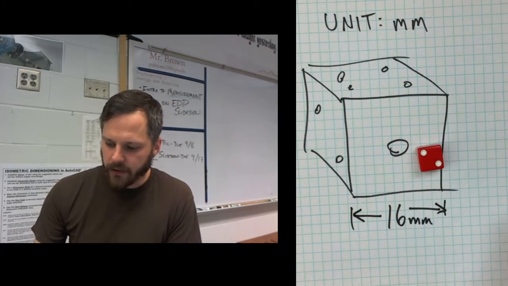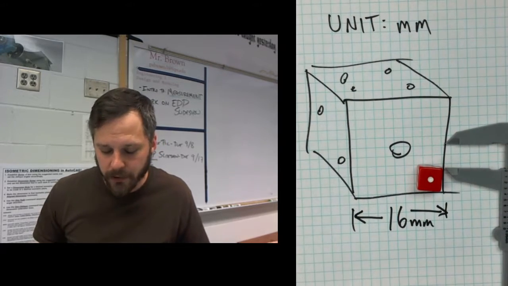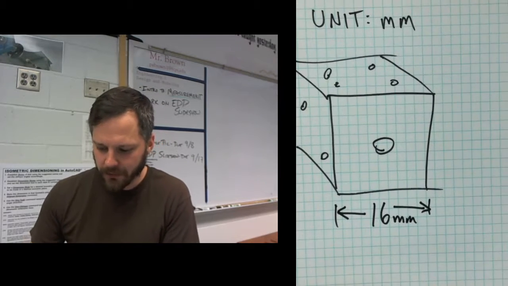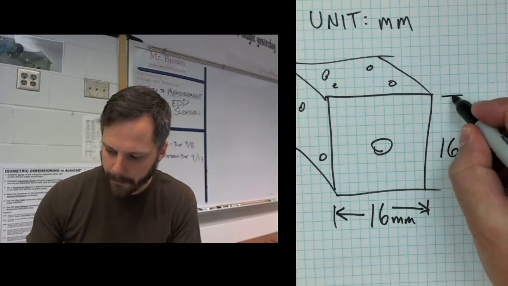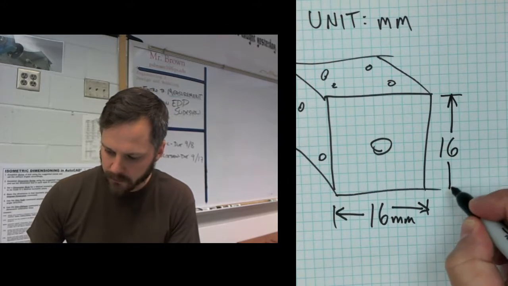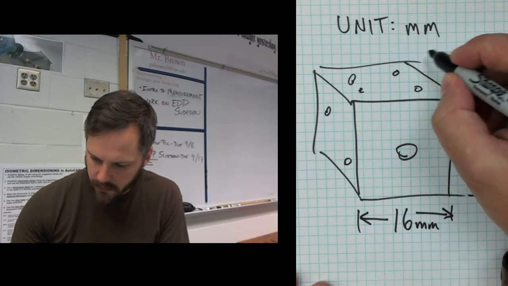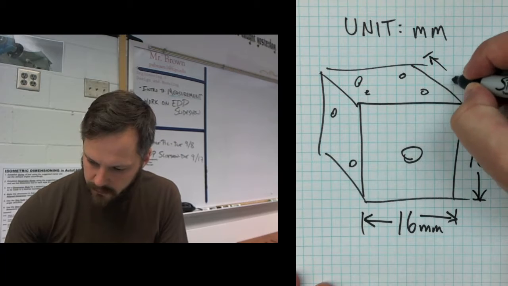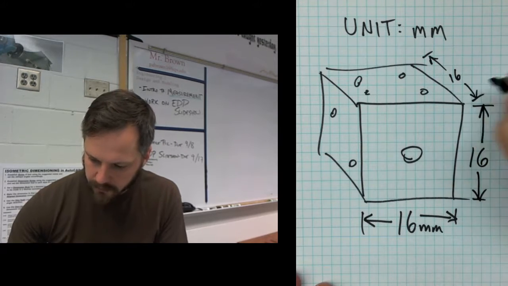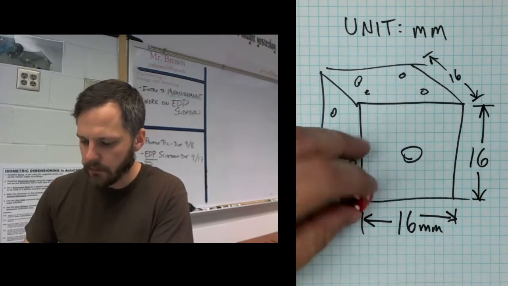I could take this, turn it and measure it again. I could turn it and measure the depth. I know it's a cube. You know it's a cube. Let's just assume it's a cube. So that means that this side's also going to be 16. And that also means that the depth over here is going to be 16. So 16 by 16 by 16 millimeters.